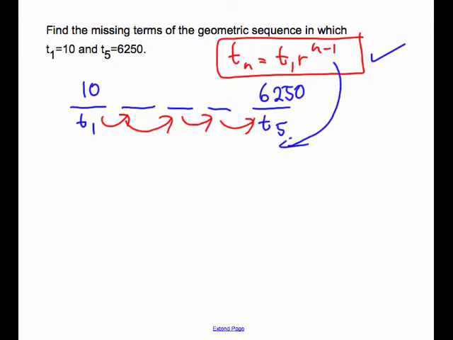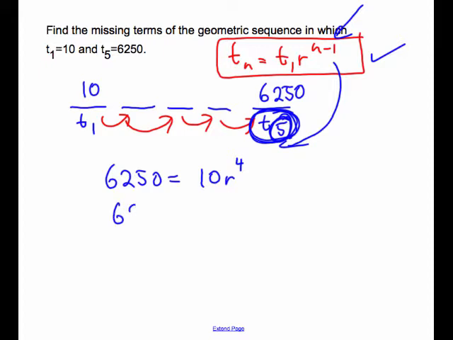So what do I know? Tn, in this case I know T5. Alright, so n is 5 and T5 is 6250. So I'm going to substitute that information into the formula. 6250 equals term 1, which is 10. The multiplier r is what I don't know, so that stays as r. And in this case my n was 5, so 5 minus 1 is 4. And if I solve this equation, I can come up with the value of r. So I can start off here by dividing by 10.